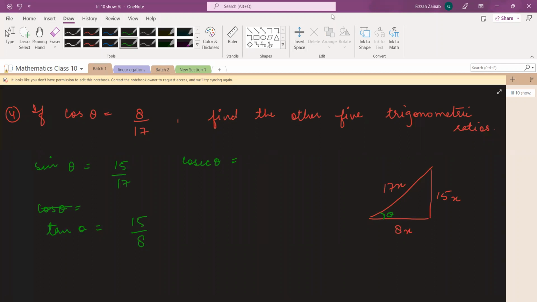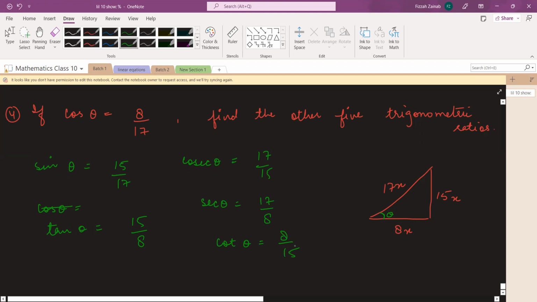I think she is having some audio issues. Anyway, Martin, how much is cosec theta? 17 by 15. And sec theta? 17 by 8. And cot theta? 8 by 15. Okay, they are inverse.